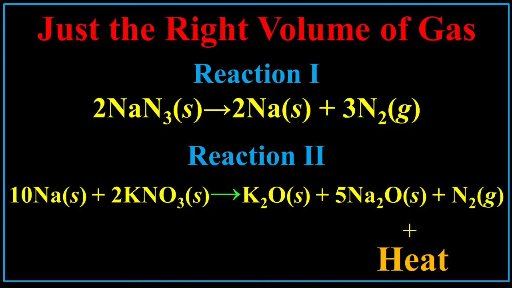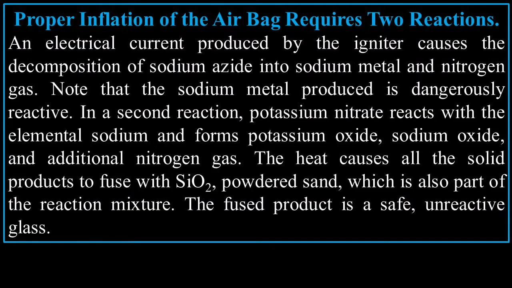Just the right volume of gas. Reaction one is going to be sodium azide yields sodium plus nitrogen, and then the sodium mixes with the potassium nitrate to produce potassium oxide, sodium oxide, nitrogen, and heat. So those are the two reactions that occur in the airbag to produce that amazing quantity of gas. Proper inflation of the airbag requires two reactions. An electrical current produced by the igniter causes the decomposition of sodium azide into sodium metal and nitrogen gas. Note that the sodium metal produced is dangerously reactive. In the second reaction, potassium nitrate reacts with the elemental sodium and forms potassium oxide and sodium oxide and additional nitrogen gas.